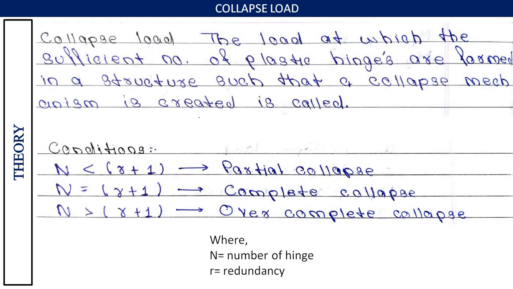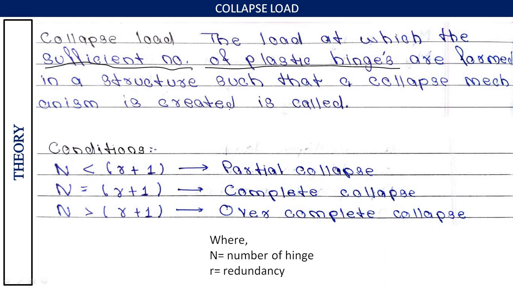Now what is collapse load? The load at which a sufficient number of plastic hinges are formed in a structure such that a collapse mechanism is created is called the collapse load. Remember this point. I will repeat once again: the load at which a sufficient number of plastic hinges are formed in a structure such that a collapse mechanism is created is called the collapse load.